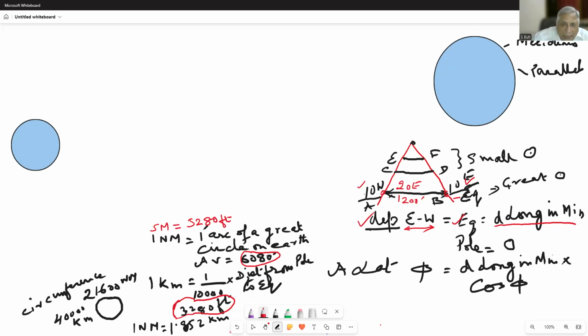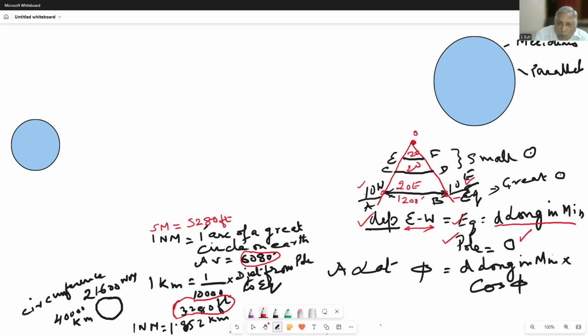Now between C and D, E and F, the dlong is still 20 degrees, because this meridian is 10 west and this second meridian is 10 east. That makes it 20 degrees. But as we go towards the pole, since these meridians are converging, the distance keeps on reducing, and at pole the distance between these 2 points becomes 0.